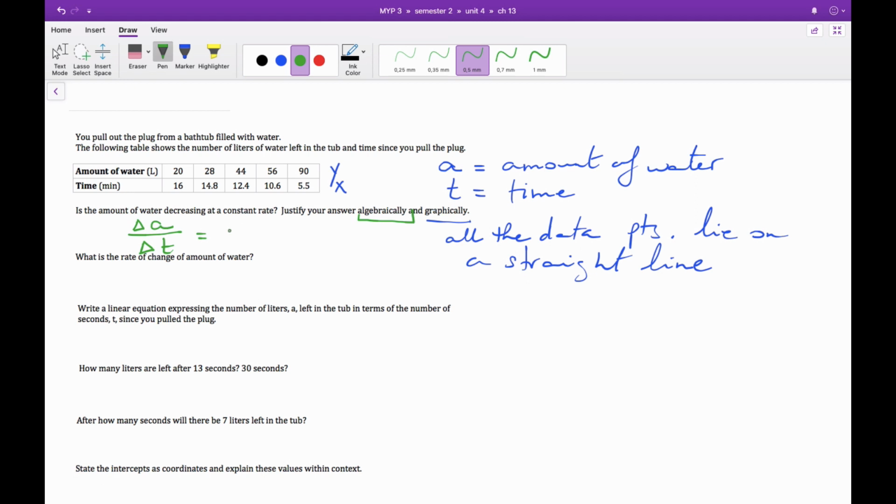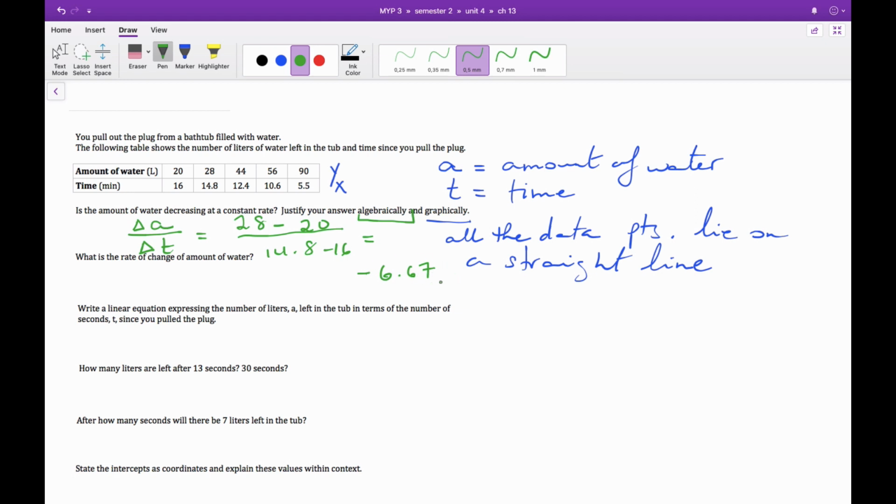So the amount of water at 14.8 is 28 liters minus 20, divided by 14.8 minus 16. When we do that quick calculation, we get -6.66666666. Should we round to -6.67? Sure. Now, what is the unit for this number?